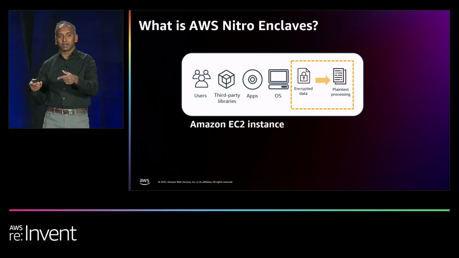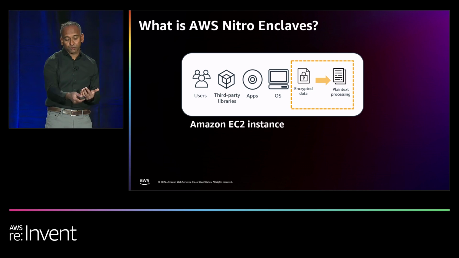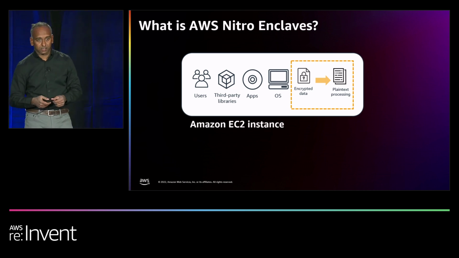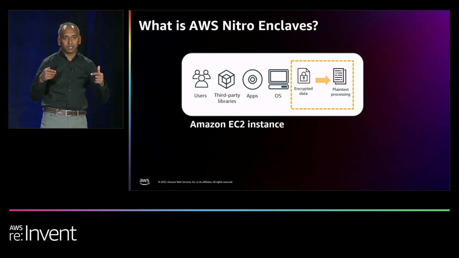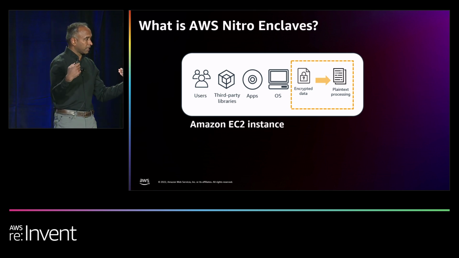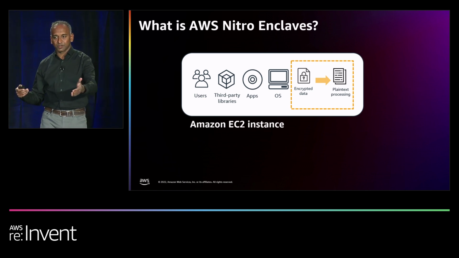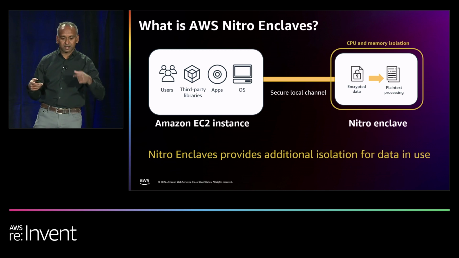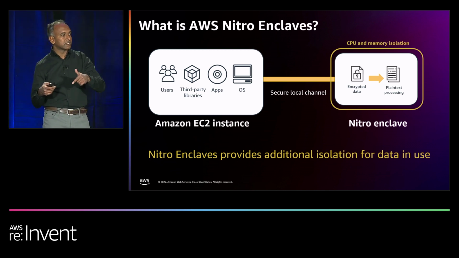And that's really where dimension 2 comes into play, because now you could potentially have users at your end who have access to the data. Your own software has access to that data. So how do we protect it? How do we make sure we have that additional protection bolted on to make sure we're protecting this highly sensitive data and code from yourselves? That's where Nitro Enclaves comes in. Nitro Enclaves provides the additional isolation for data while it is in use.